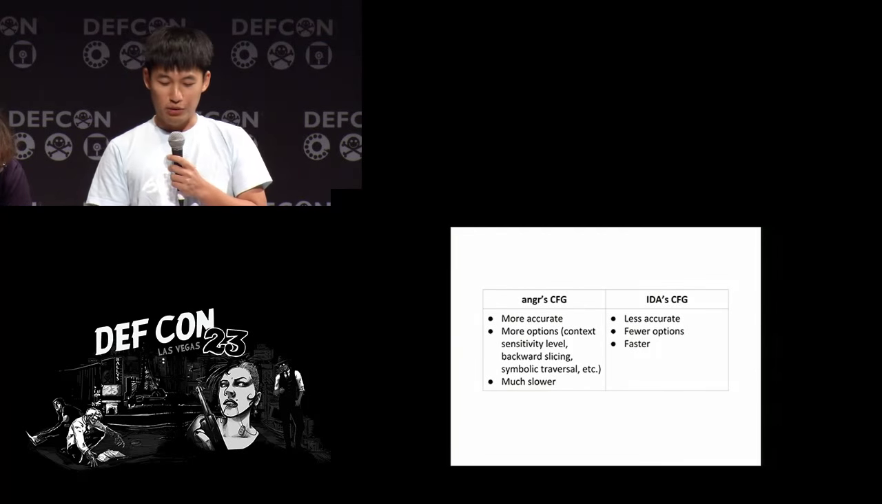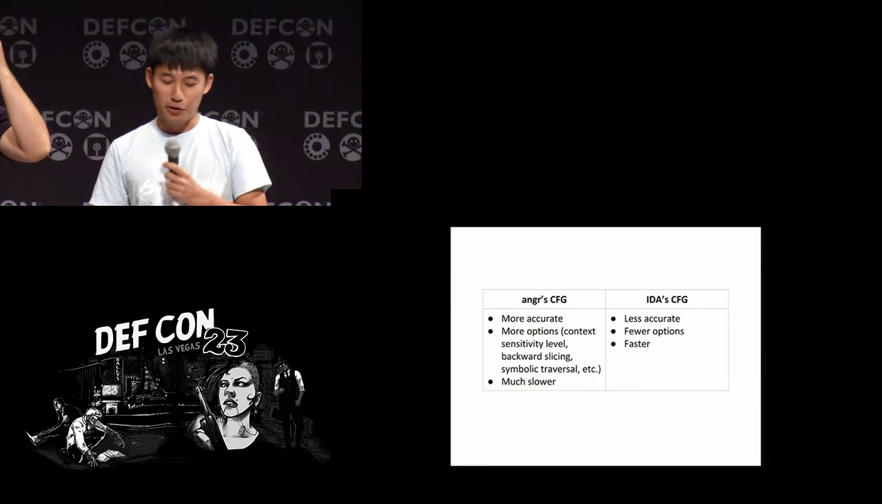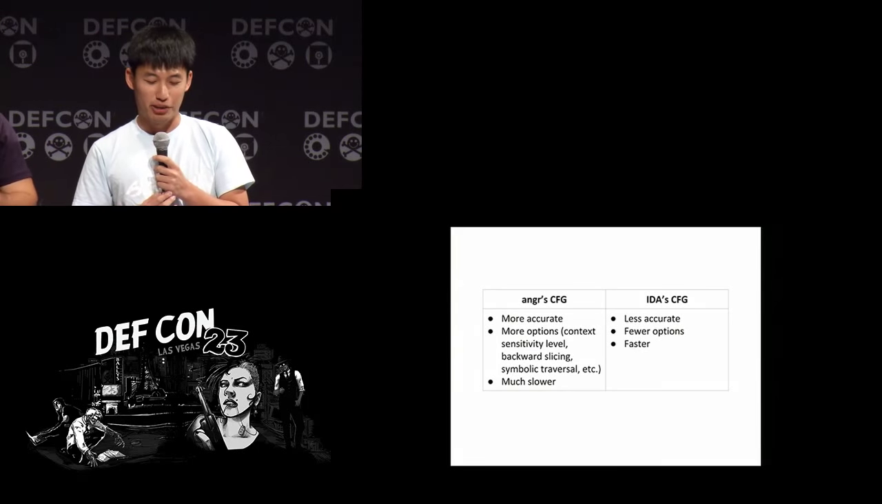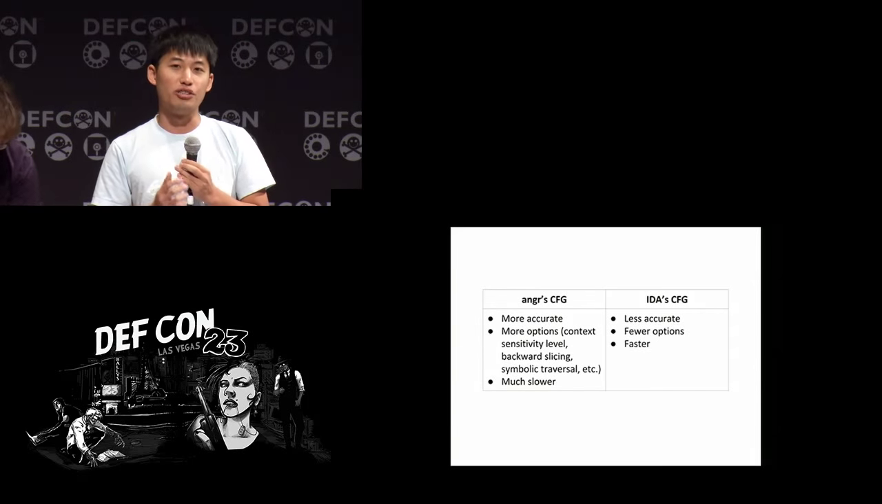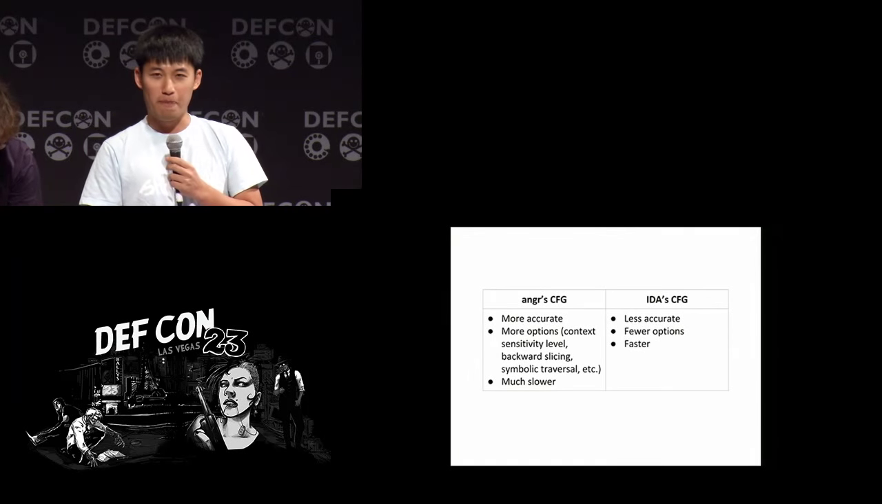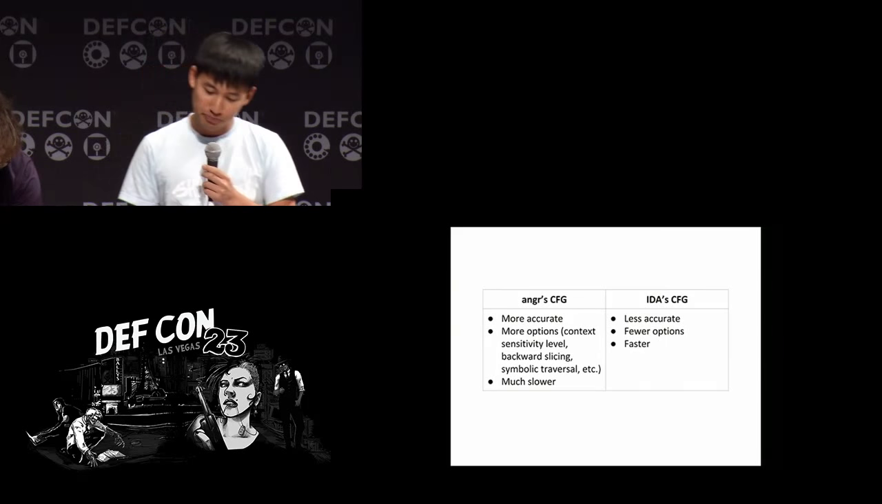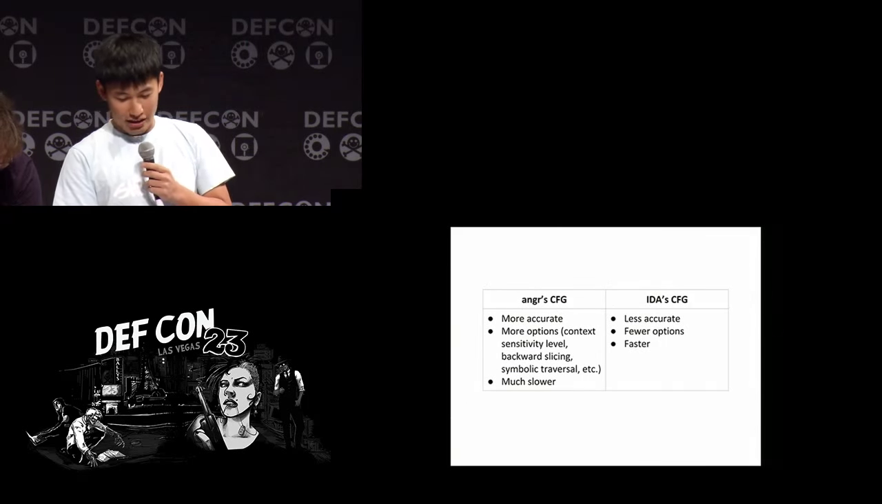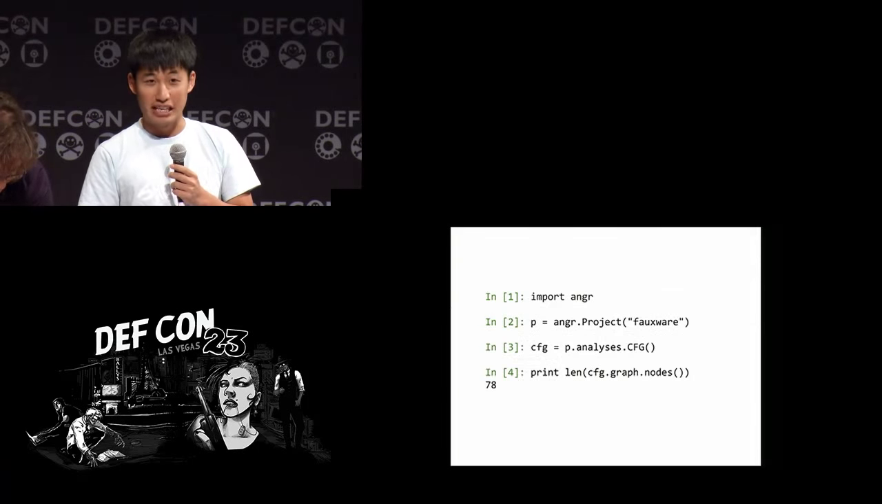That is because we support multiple options like context sensitivity level, smart backward slicing, symbolic traversal, et cetera, to automatically resolve some stuff that is really hard to resolve normally or statically. For example, jump targets. Or another example, some virtual table pointers. In comparison, IDA's CFG is less accurate. It has fewer options, but it's really faster.